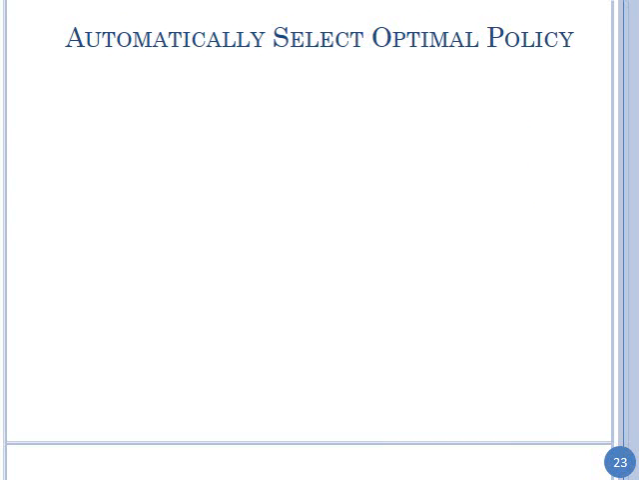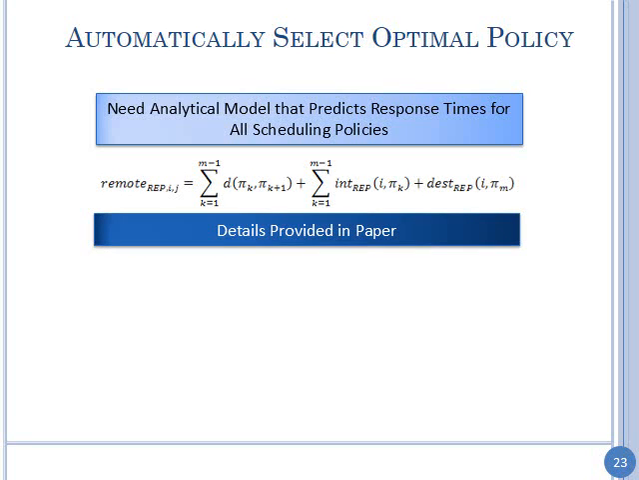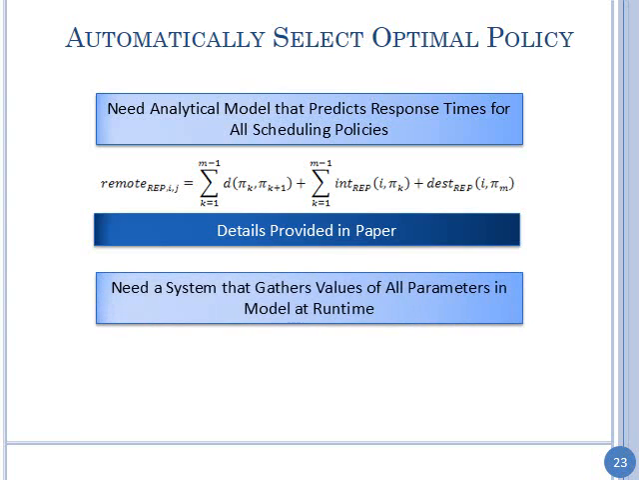So we have a choice of these various scheduling policies. An interesting question, at least to me, is can we automatically select the optimal policy? To do that, we're going to need some sort of analytical model that's going to predict response times for all of these scheduling policies. We have one, it's presented in the paper, and I'm not going to go into the details here. Of course, we would also need a system that can gather the values of all of the parameters in the model so that it can apply the model online and actually pick the policy that works.